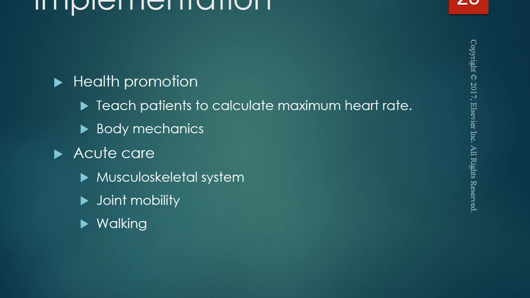Implementation. Before entering an exercise program, you want to teach the patient to be able to calculate their maximum heart rate. This is done as follows. Subtract the patient's current age in years from 220. Then to obtain their target heart rate, you take 60 to 90% of the maximum, depending on the healthcare provider's recommendation.